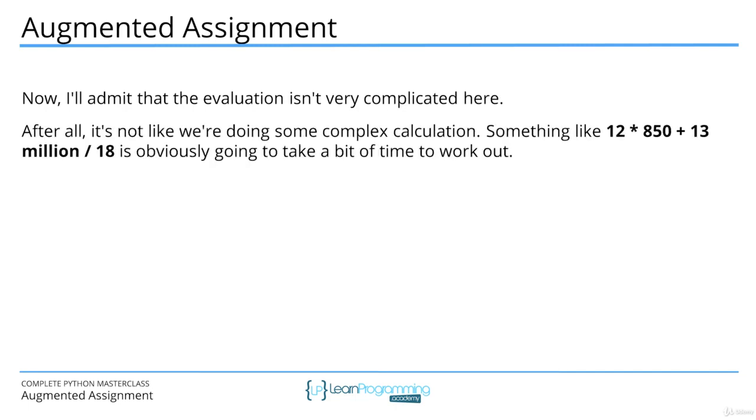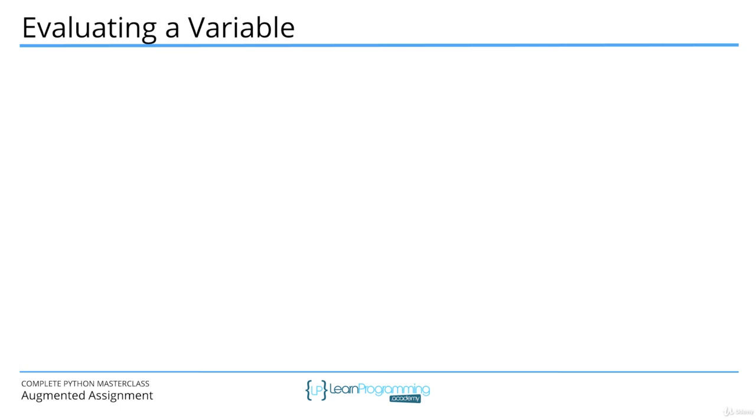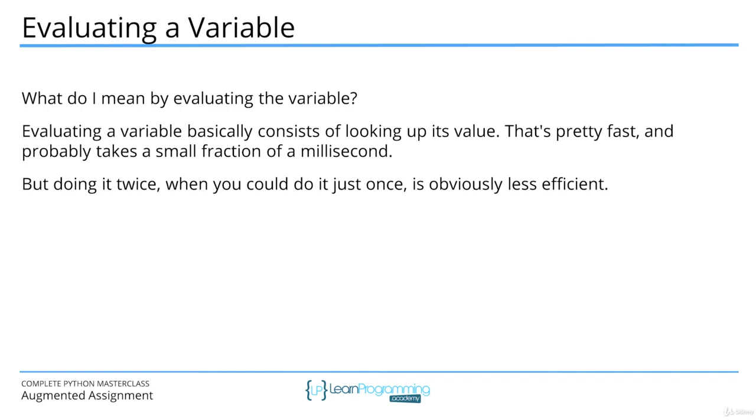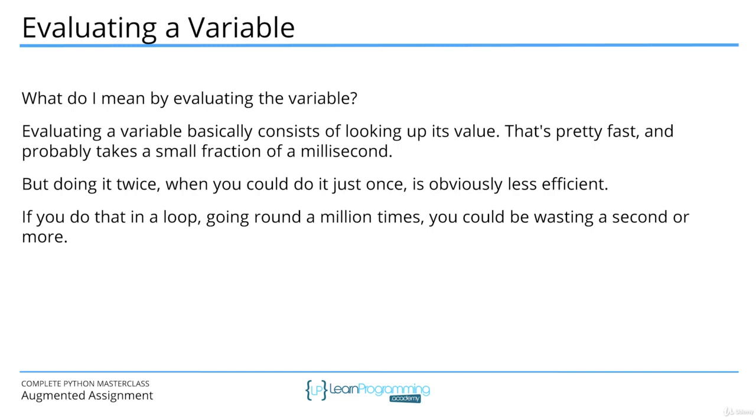After all, it's not like we're doing some complex calculation, something like 12 times 850 plus 13 million divided by 18 is obviously going to take a bit of time to work out. So evaluating a variable, what do I mean by that? Well, evaluating a variable basically consists of looking up its value. That's pretty fast and probably takes a small fraction of a millisecond, but doing it twice when you could just do it once is obviously less efficient. If you do that in a loop, going around say 1,000,000 times, you could be wasting a second or more.